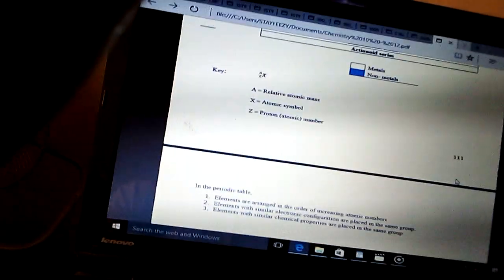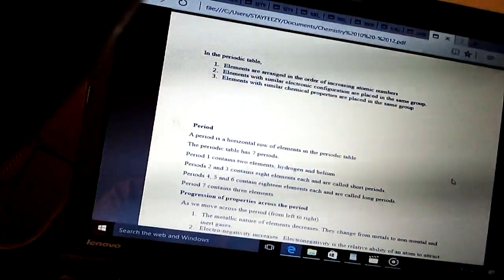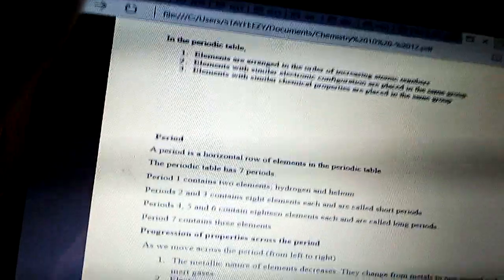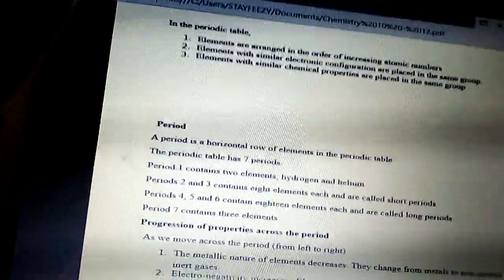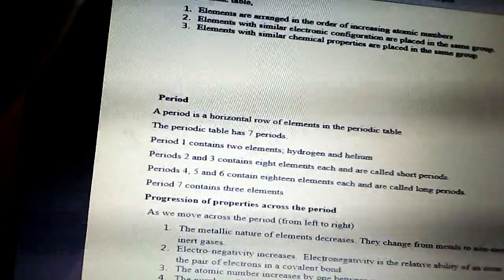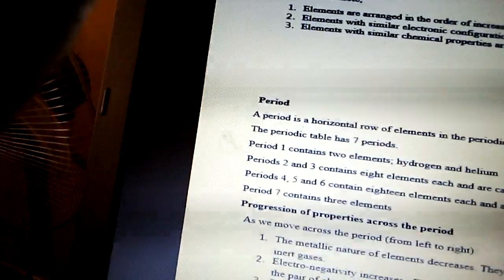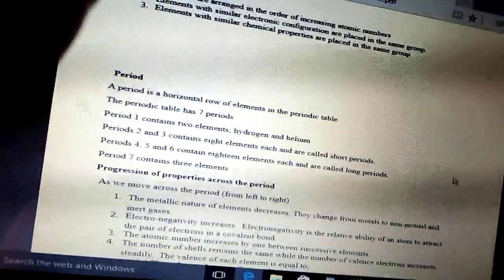Then when you subtract A minus Z, you get what we call the neutron number. Then point 1, in the periodic table, as you can see, elements are arranged in the order of increasing atomic number. As I said, the atomic number, the number which is down there, increases as you go down the period, increases as you go to the right side, and increases as you go down again.